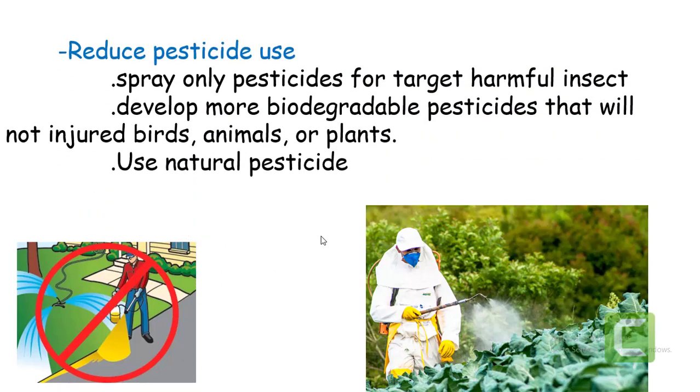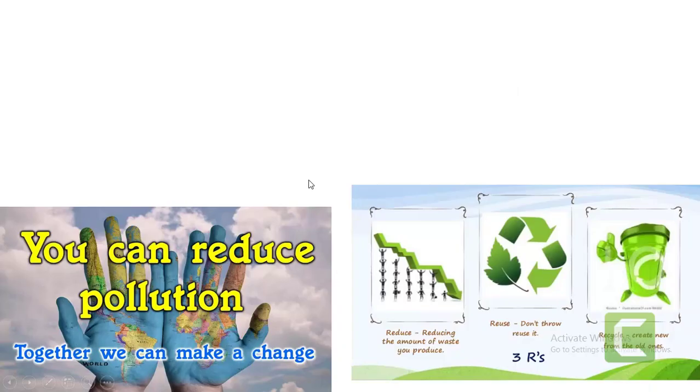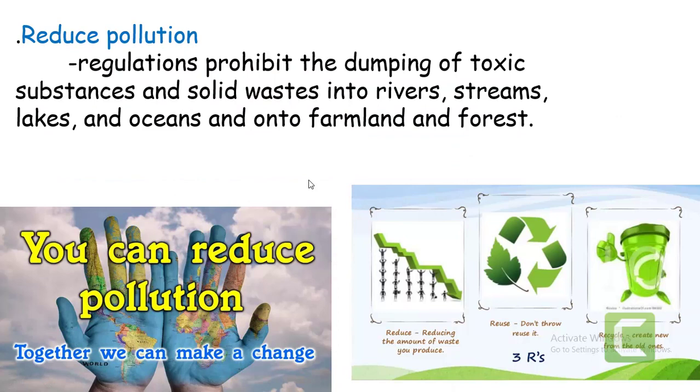Spray pesticide only to target harmful insects. Develop more biodegradable pesticides that will not injure birds, animals, or plants. Use natural pesticides, etc. And reduce pollution. We can use regulations to prohibit the dumping of toxic substances and solid waste into the river, stream, lake, and ocean, and onto farmland and forest. Okay, we can use the 3 Rs also. We can do it all together.